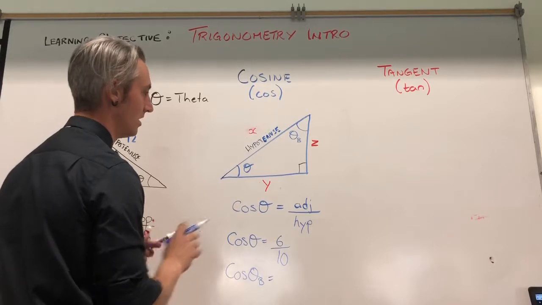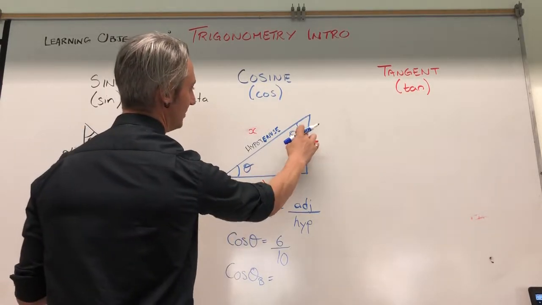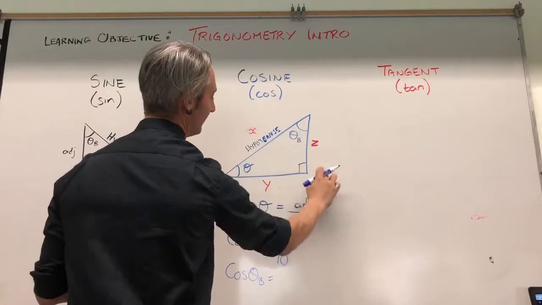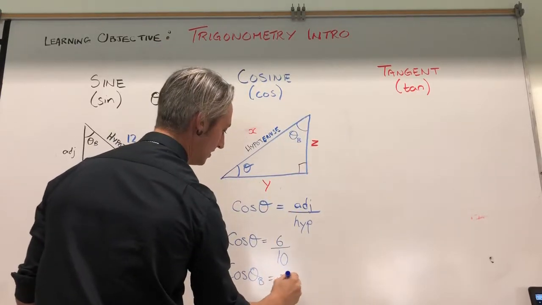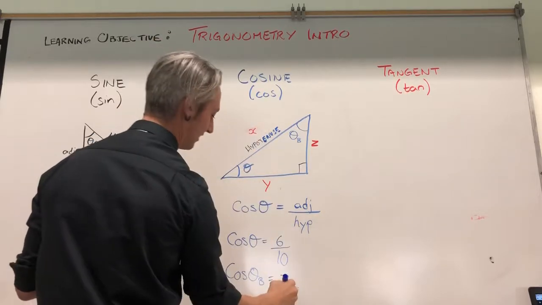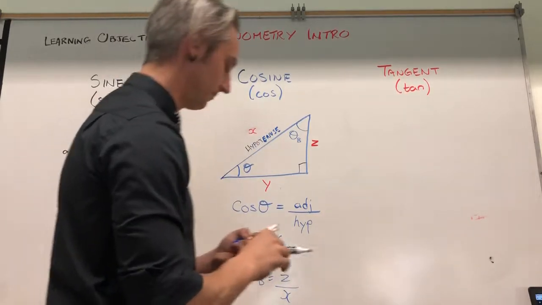Cos of this angle B is going to be the adjacent side, which is now this side, so it's touching the angle and it's not the hypotenuse. So it will be Z divided by the hypotenuse, which is X. That would be the ratio.